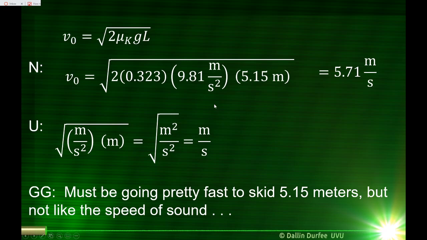Gauge and guesstimate. Is this a reasonable value? Well, it must be going pretty fast to skid 5.15 meters with a coefficient of friction which is like 1/3 of unity. But it shouldn't be going like the speed of sound or anything crazy like that, right? So 5.71 meters per second seems reasonable to me. No red flags, no alarm bells going off. So gauge and guesstimate does not give me a reason to doubt and think maybe I made a mistake.